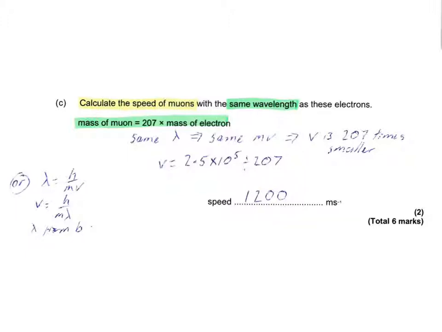The alternative, and probably the more obvious way of doing it, but slightly more clumsy, would be to have used that wavelength that you'd got in part B, use lambda is h over mv, rearrange it, multiply both sides by v, divide both sides by lambda, v is h over m lambda, and if you'd crank that through the calculator you would also have got to that 1200 meters per second.